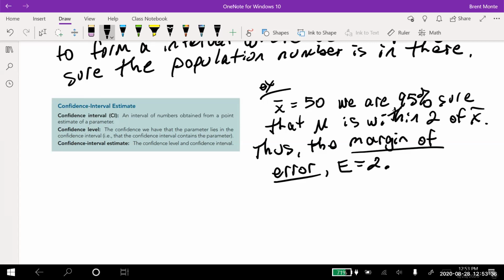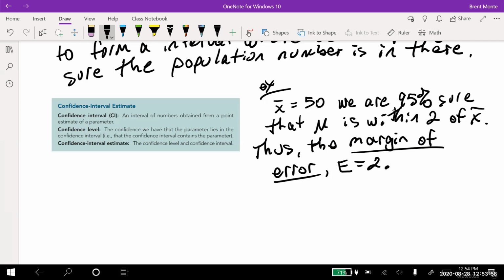And so here we're saying, I think the margin of error is 2. I think our sampling error is no more than 2. Are you sure of that? Well, I'm 95% sure. We can't be 100% sure unless we have the entire population. So that's why we have this confidence level. The 95% is the confidence level in this case.